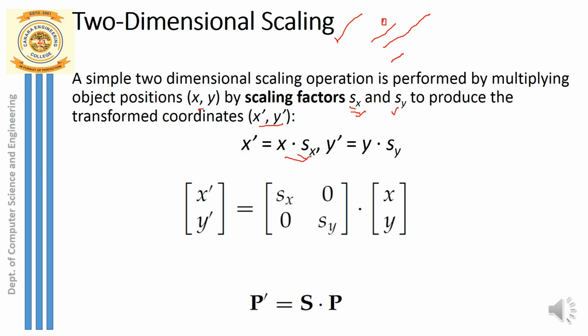Remember, it's the multiplication of x, the old x coordinate, into the scaling factor along the x axis, which will give you x dash, that is the new scaled coordinate. Again, how do you compute the y coordinate? Y, the old point, into the scaling factor along the y axis. So y into sy gives you y dash. So this is the new point that you are computing, that is nothing but your scaling.